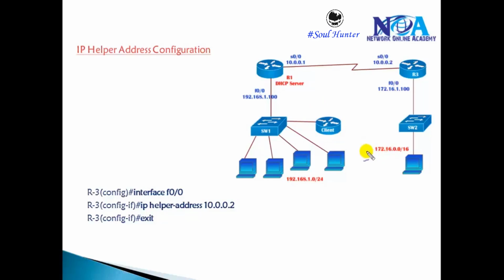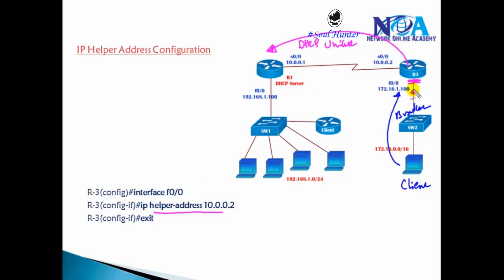To make this possible, we can use a configuration called IP helper address, where whenever a client on a remote network sends a broadcast request, we can configure the router to receive the broadcast request and send it to the DHCP server as a unicast message. And that is what we call a relay agent or helper address.